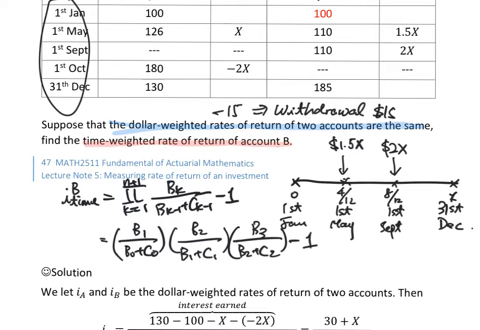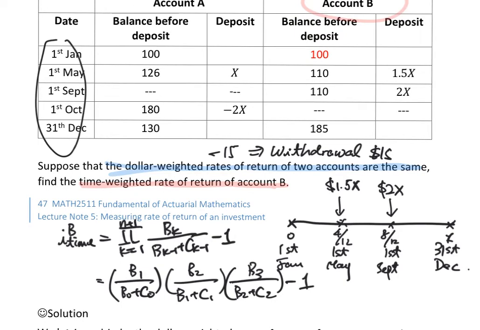Okay, now first of all, for B0, B1, B2, B3, this one is easy, because these numbers are available already. So let's say for B0 that will be 100, and then B1 will be 110, and then B2 is 110, and then B3 is 185.